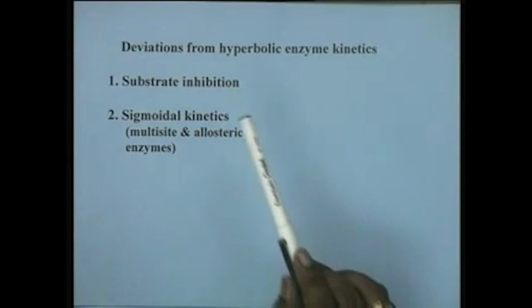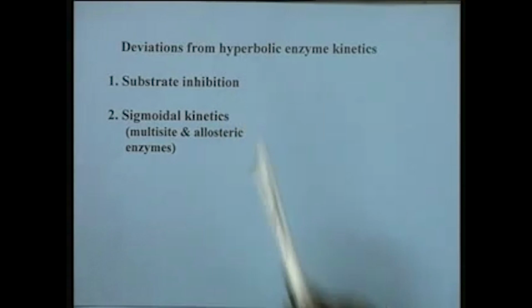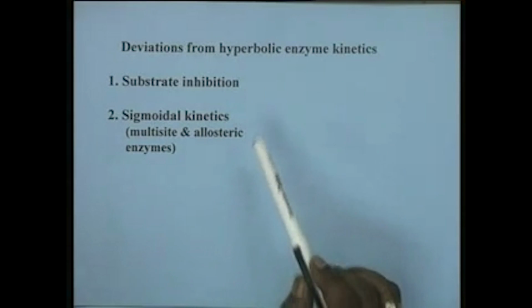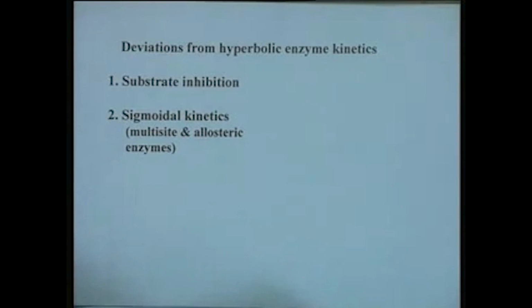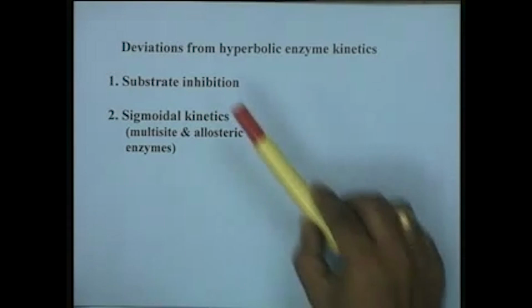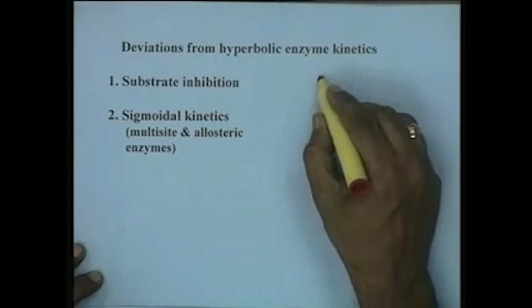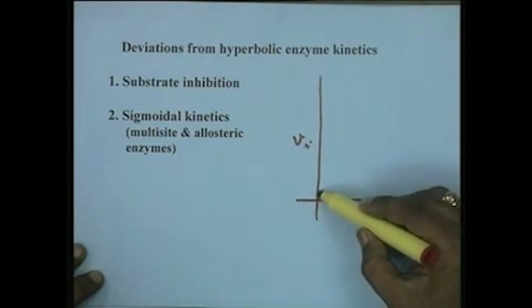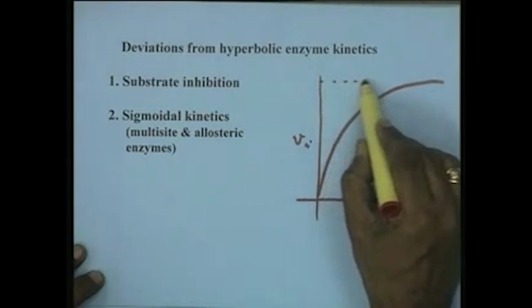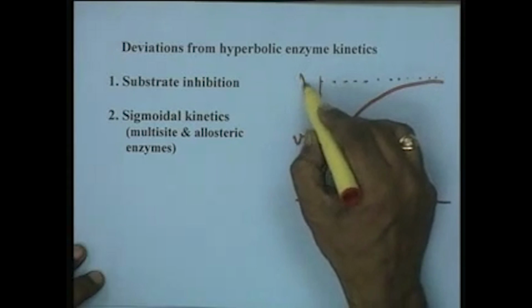And today we will discuss two of those cases that do not represent the reaction velocity profile in terms of hyperbolic kinetics. One of them is substrate inhibition, the other is sigmoidal kinetics, particularly as it applies to multi-site and allosteric enzymes. Now, if you look into the reaction profile, a typical substrate versus initial reaction velocity profile for a hyperbolic kinetics goes like this, with an asymptotic reaction velocity Vm.